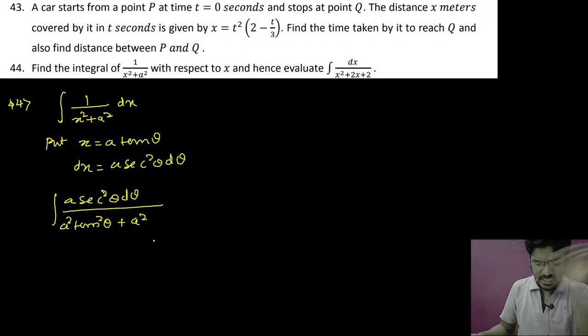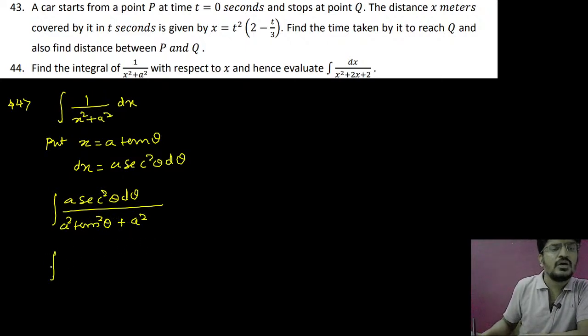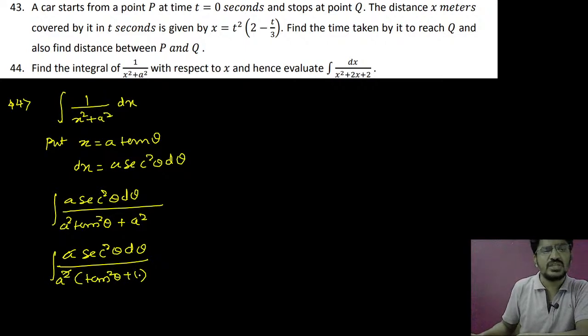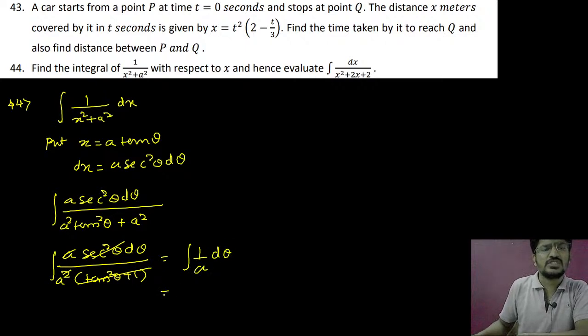So now you can take a square as common, so that we can write a secant square theta d theta divided by a square, remaining term is tan square theta plus 1. A will get cancelled, 1 plus tan square theta is secant square theta. So secant square theta and 1 plus tan square theta get cancelled. This will be equal to 1 by a into d theta. Okay. So this will be theta by a plus c.